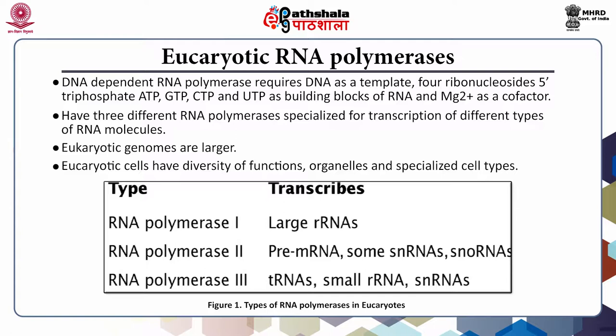The C-terminal domain is also involved in recruitment of proteins required for the 5' capping and 3' polyadenylation reactions of messenger RNA. RNA polymerase 2 requires interaction with several transcription factors in order to initiate the eukaryotic transcription process.